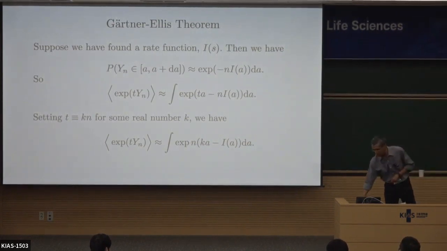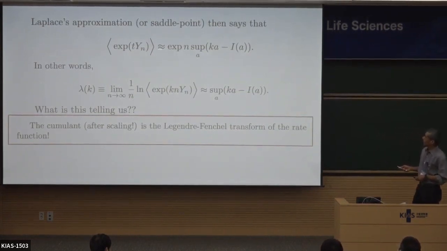So what this is saying, and this is the content of the Gaertner-Ellis theorem, is that as n goes to infinity, the moment generating function is equal to the exponential of n times the maximum value, the supremum, over all values of a, of ka minus ia. Right? And so now we take logs on both sides, and we see lambda of k. Remember what k is. k is the rescaled, we had a moment generating function parameter t, and we replaced it with k times n. So lambda k is the cumulant generating function, except we've rescaled t. It's the limit as n goes to infinity, 1 over n log of this. And that's equal to approximately the supremum over all values of a, ka minus ia.